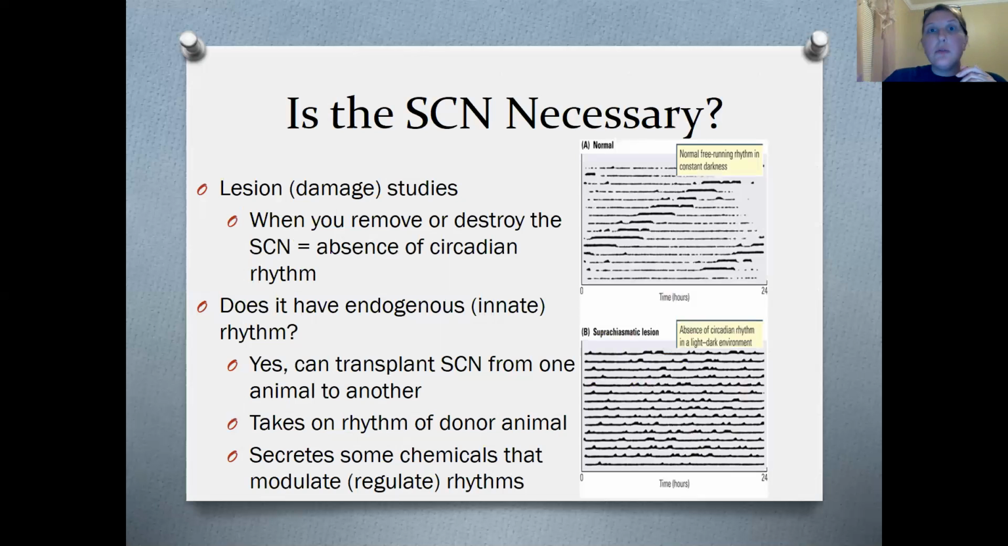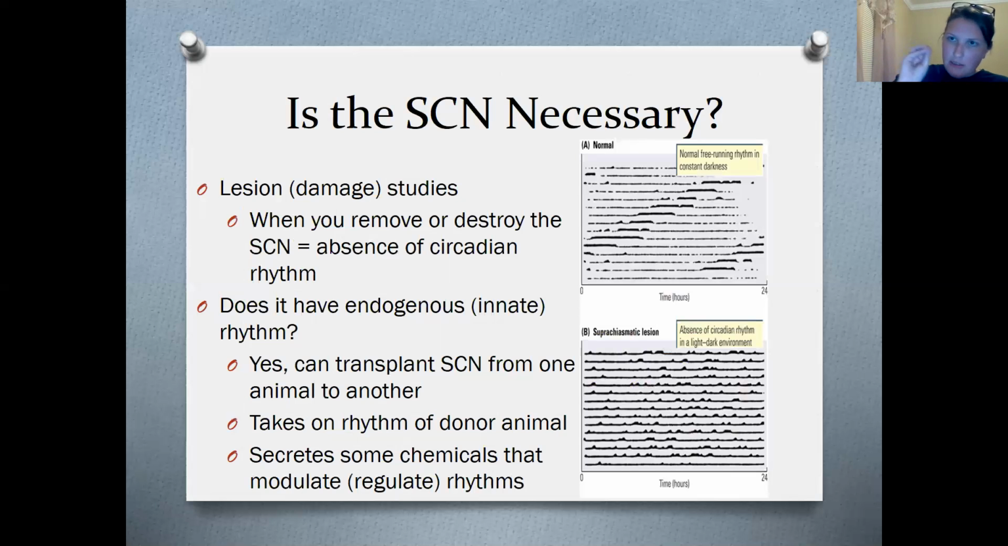So the rhythm goes with the SCN. It's very interesting to see that this can actually be done, and this is really groundbreaking work. Very, very cool stuff. So we know that the SCN has an innate or endogenous rhythm because it goes with the SCN.